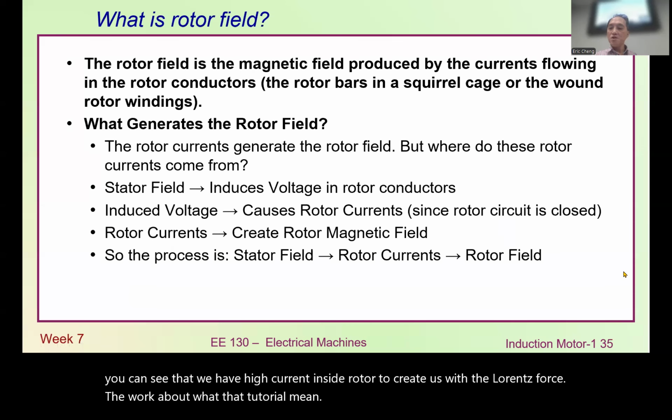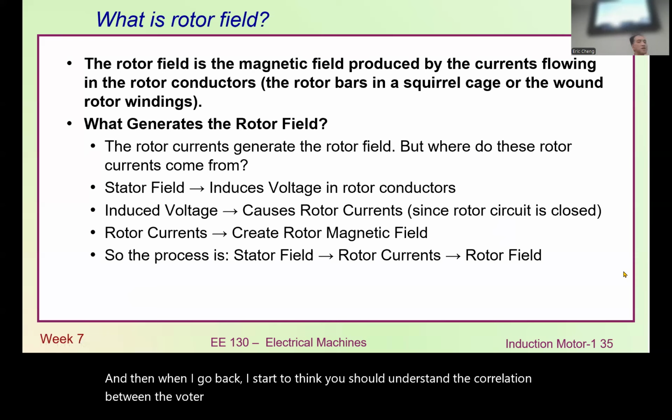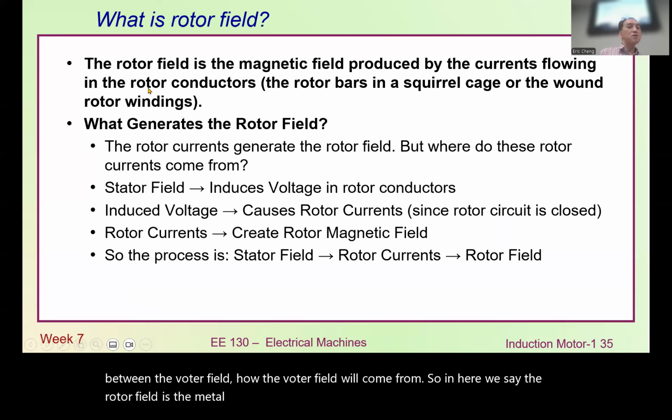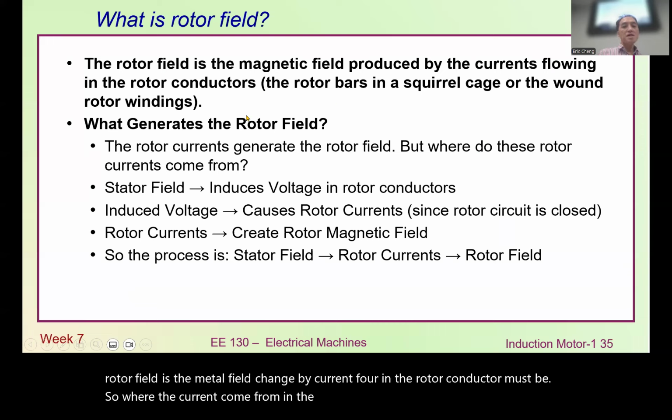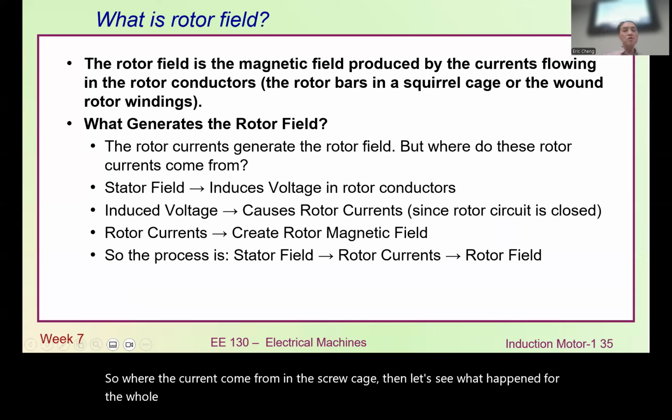And then when I went back, I started to think, you should understand the correlation of how the rotor field comes about. Here we say the rotor field is the magnetic field generated by the current flowing in the rotor conductor. So where does that current come from in the squirrel cage? Let's see what happens in the whole thing. So where does the rotor field come from?